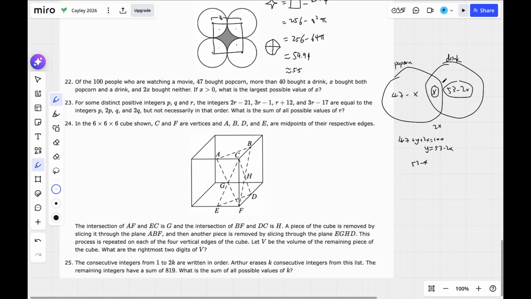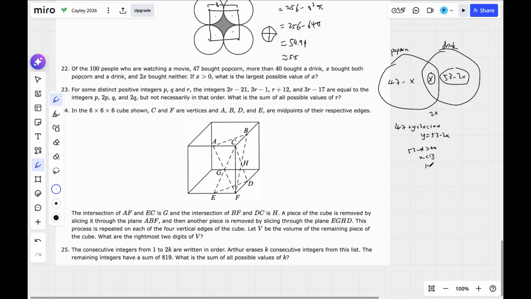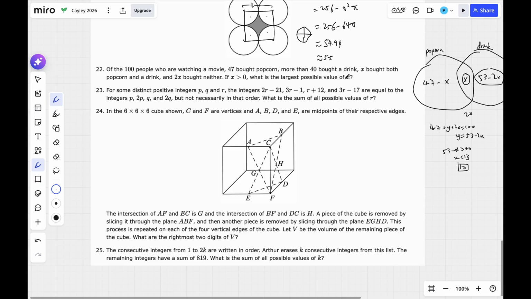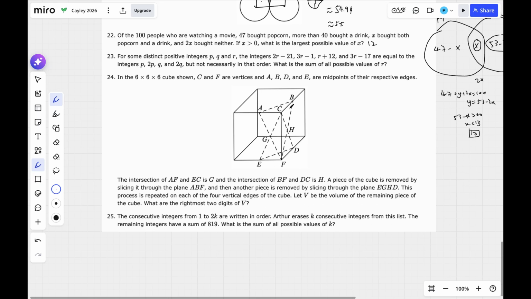So we can erase this and write 53 minus 2X. Now we can substitute this into our inequality where more than 40 people bought a drink. The number of people who bought a drink was 53 minus X, since we need to take into account this and this. And this is more than 40. So we have X is less than 13, and so the maximum would be 12. So the answer here is 12.